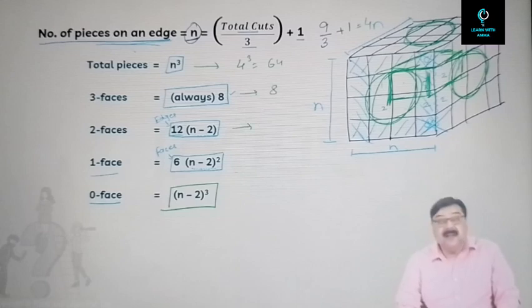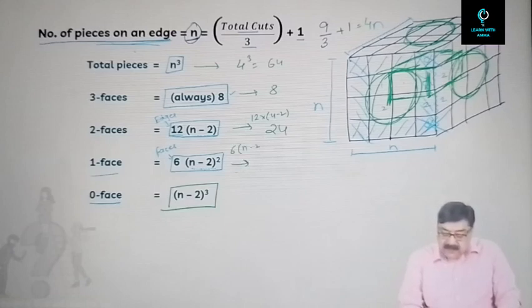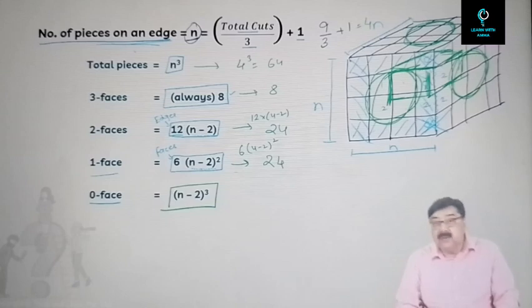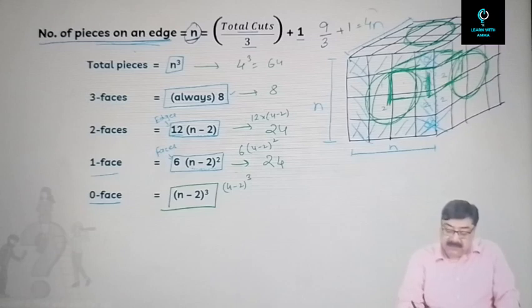2 faces colored: 12 into n minus 2, that is 12 into 2, 24. 1 face colored: 6 into n minus 2 whole square, that is 4 minus 2 whole square. 4 minus 2 is 2, 2 square is 4, and 6 into 4 will again be 24. N minus 2 whole cube is nothing but 4 minus 2 whole cube, because the value of n here is 4. So 4 minus 2 is 2, and 2 cube is 8.